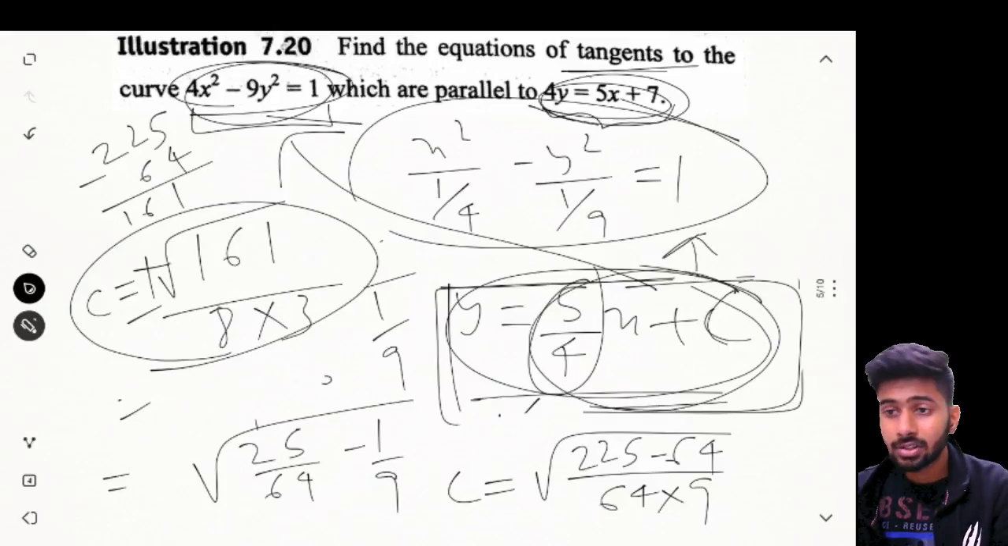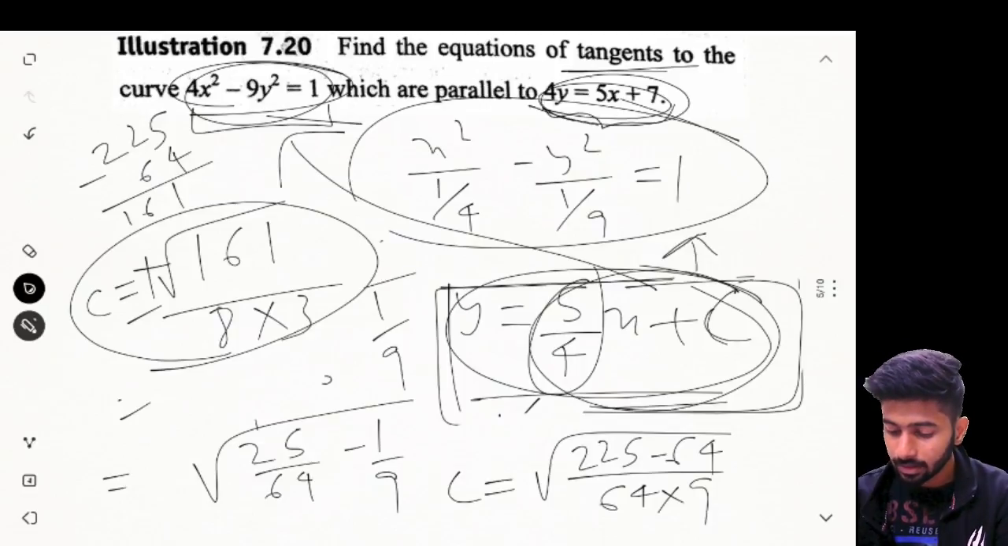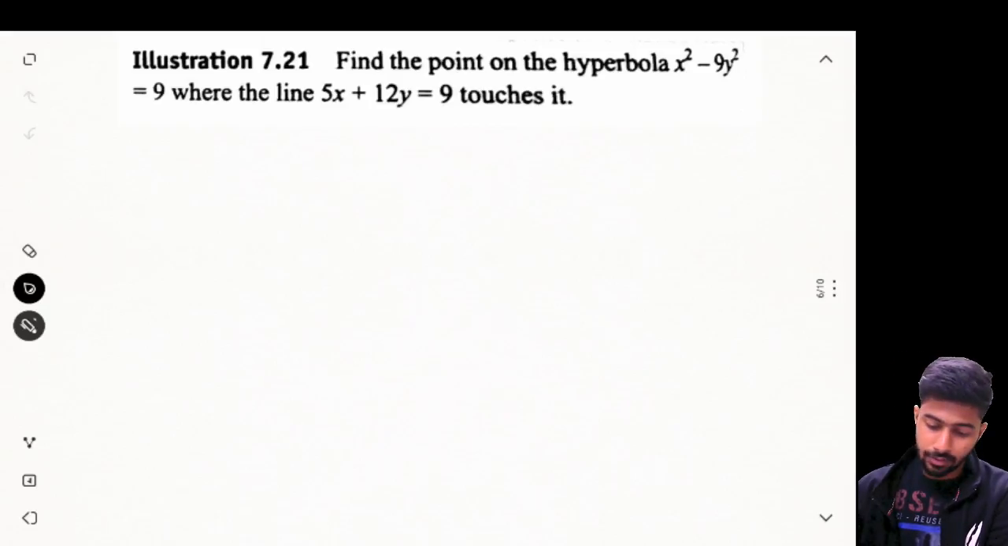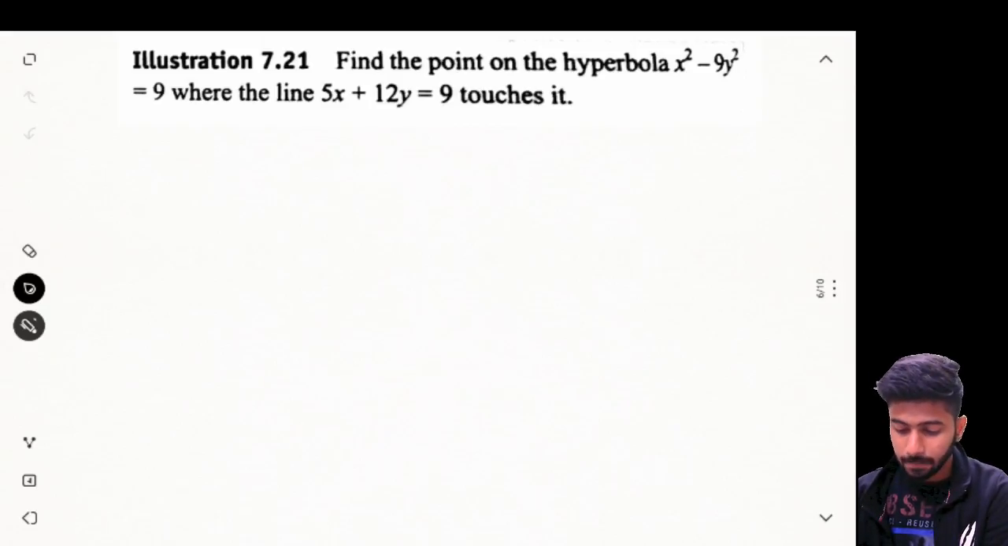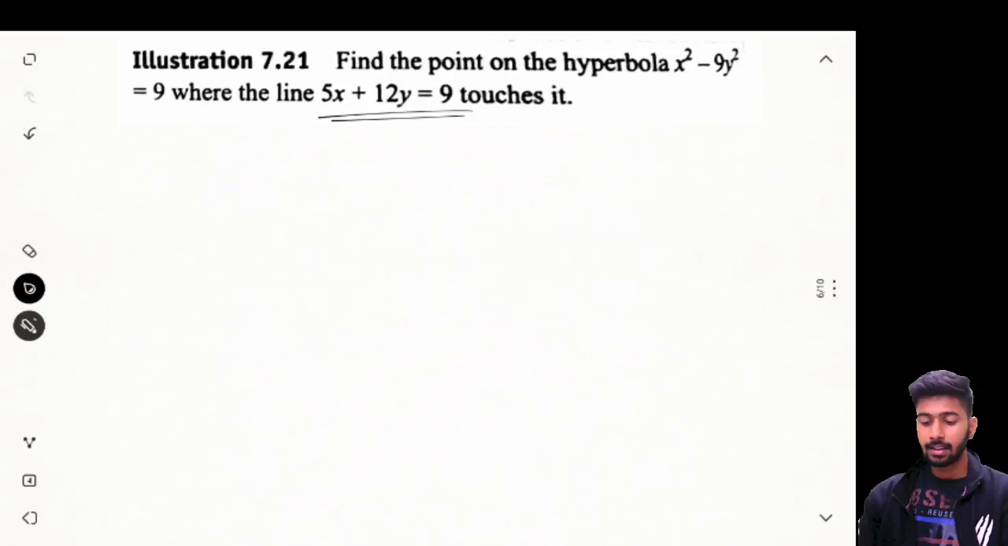So I hope you understood the importance of memorizing this equation and simplifying the problem from the exam's point of view, right? Let's move on to the next problem. So now you have to find the point on the hyperbola where this straight line touches it, right?